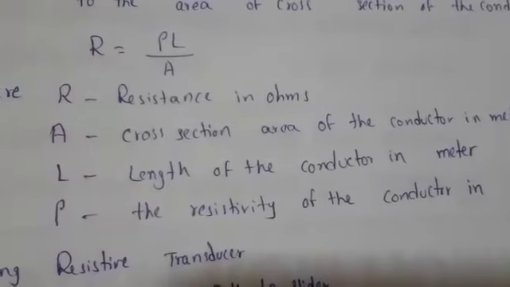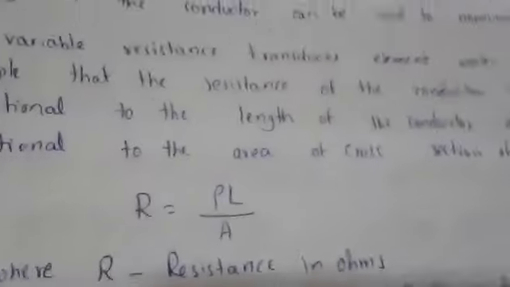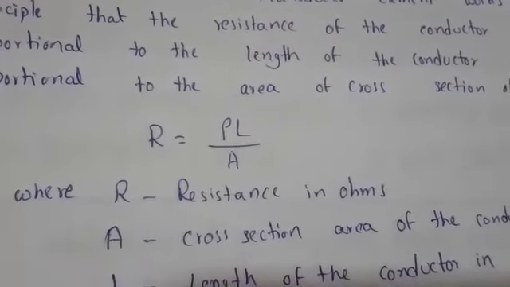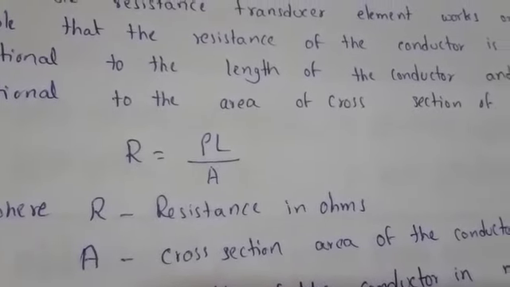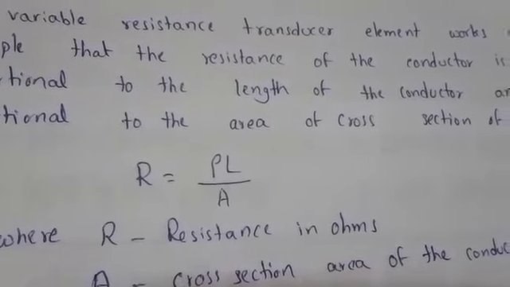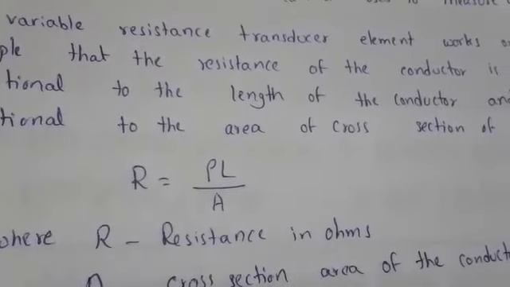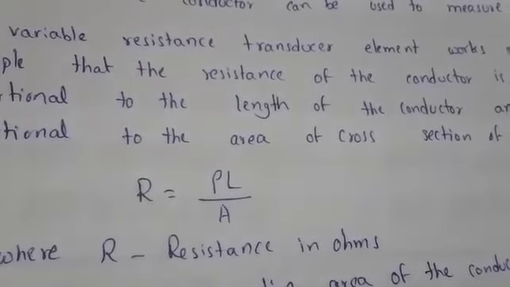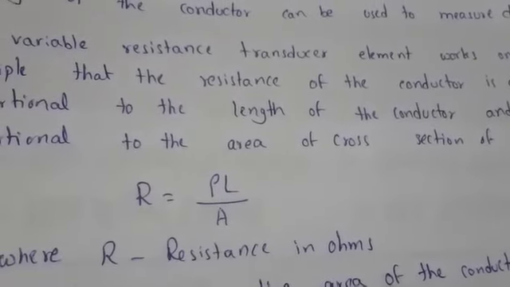Now if you see this equation, R equals rho L by A. From this equation we can say that R is directly proportional to the length of the conductor and inversely proportional to the area of the conductor, where rho is the resistivity of the conductor in ohm meter, L is the length in meters, and A is the area of cross section, which is in meter square.